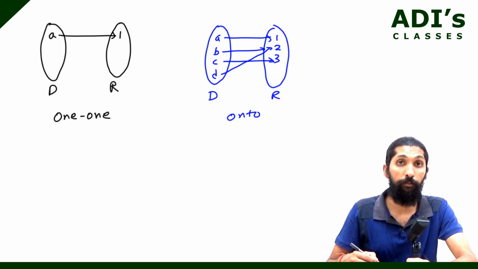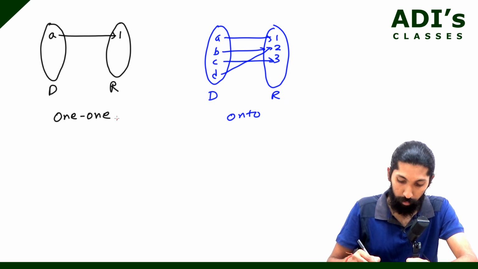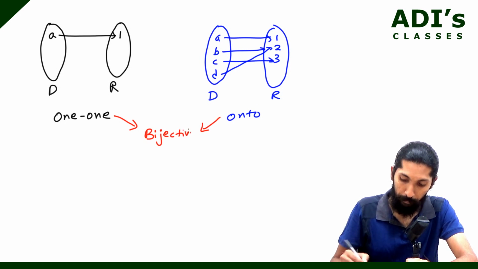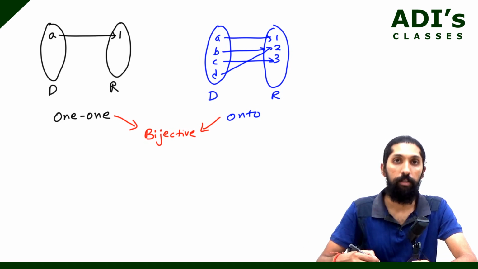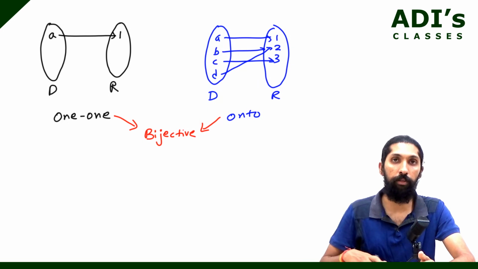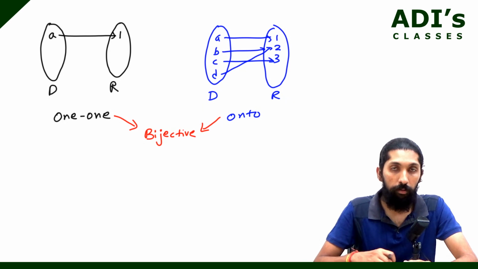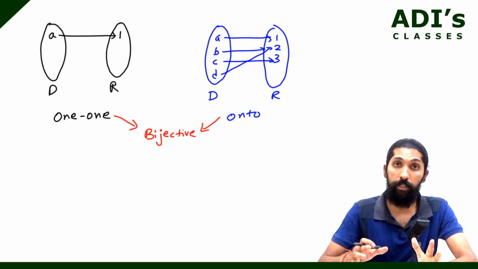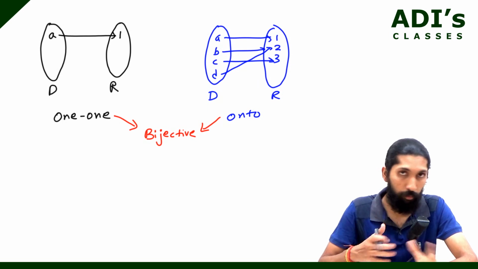Suppose you have a function which is both one-to-one as well as onto, we call that a bijective function. So injective, surjective, and bijective. Correct? This is what we were discussing in the previous video. Now let's take an example and check whether it is injective, surjective, bijective, whatever type.